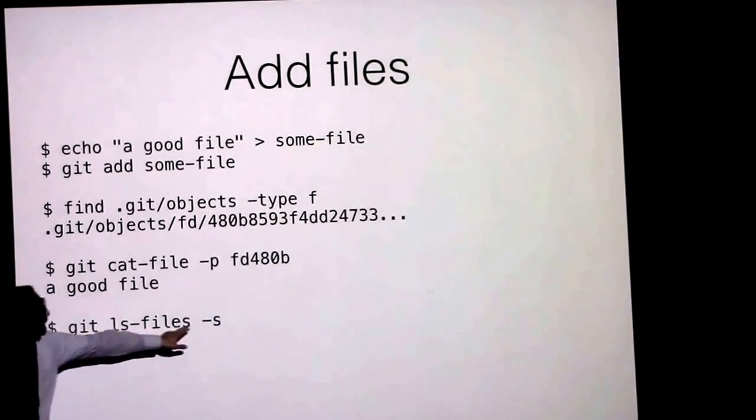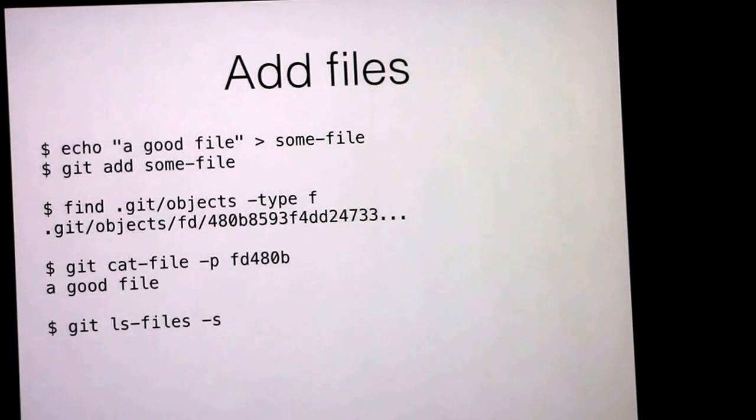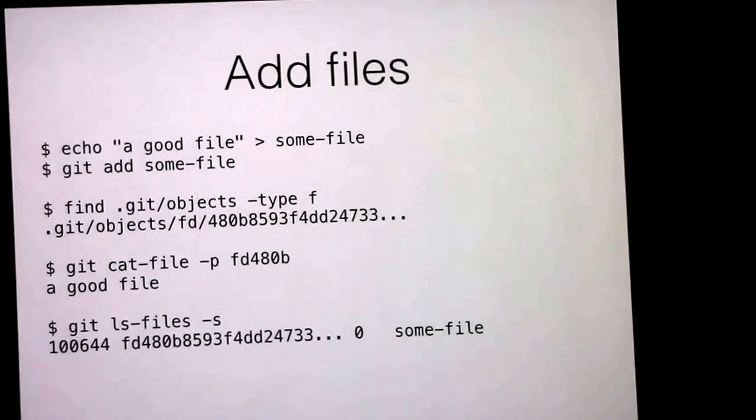So git ls-files -s stands for staged. In other commands, it's cache, but they mean the same thing. They mean look at the index. You should see this. This is the permission. Git is nice because it records the file permissions, 644. Then the hash of the object we added. I do not know what the 0 is, and then the name of the file.